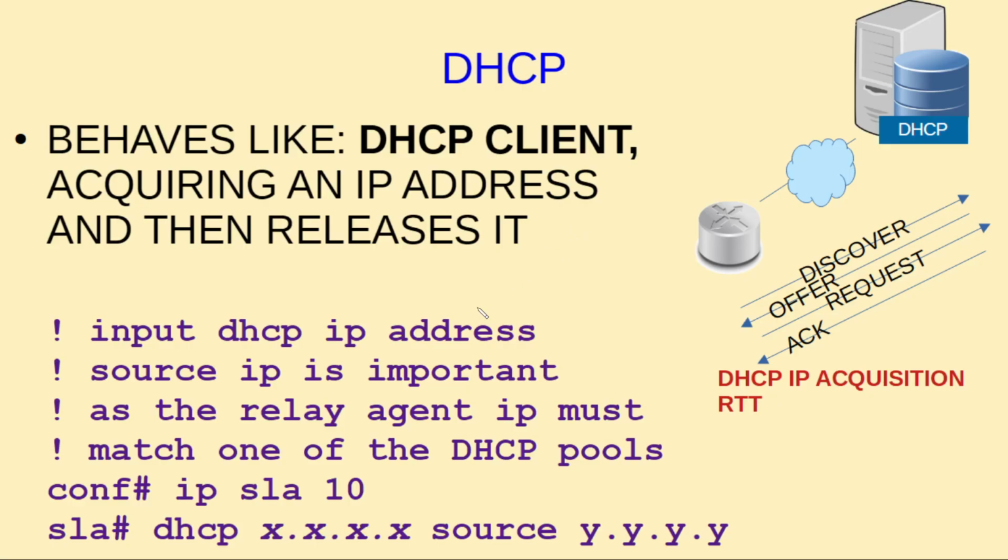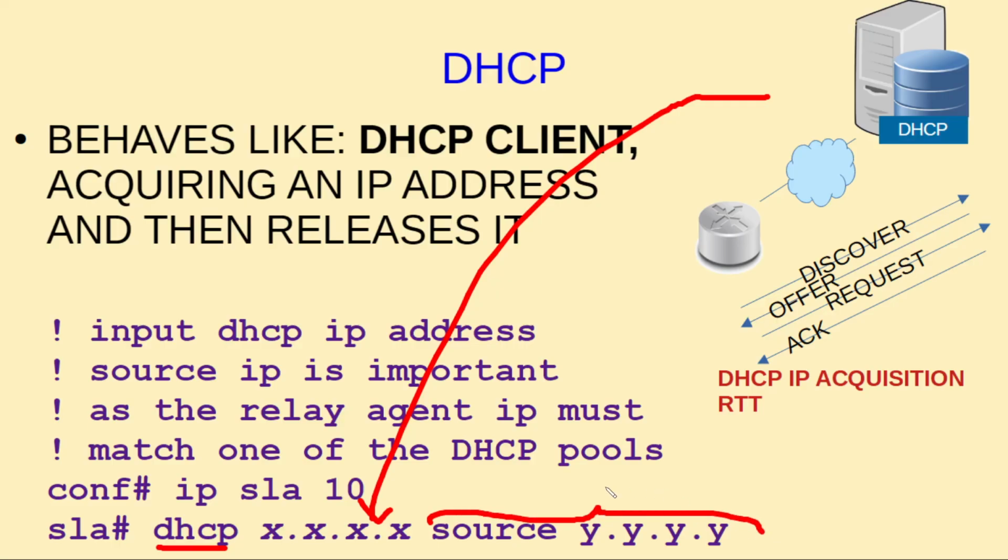In order to configure this, we are going to use this command. We need to supply the IP address of the DHCP server. And there is an important detail here. The source IP address in this case matters, because this source IP address is going to be the relay agent IP that the DHCP server is going to use in order to match one of its DHCP pools. It is actually an IP address that lives here in the local area network of our router. Otherwise, we are not going to acquire an IP address from the DHCP server.